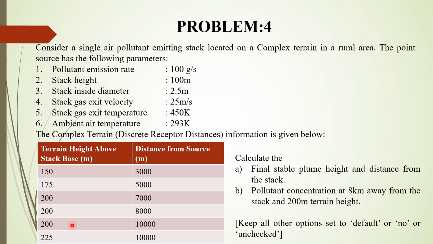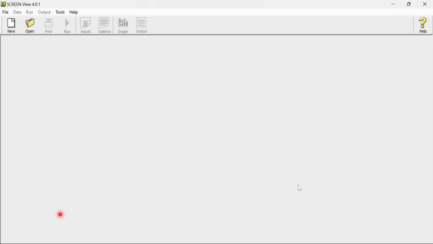Then we have to identify the final stable plume height and the distance from the stack to this final stable plume height, and next the pollutant concentration at 8 kilometer away from the stack and at 200 meter terrain height. Now we open our screen view.